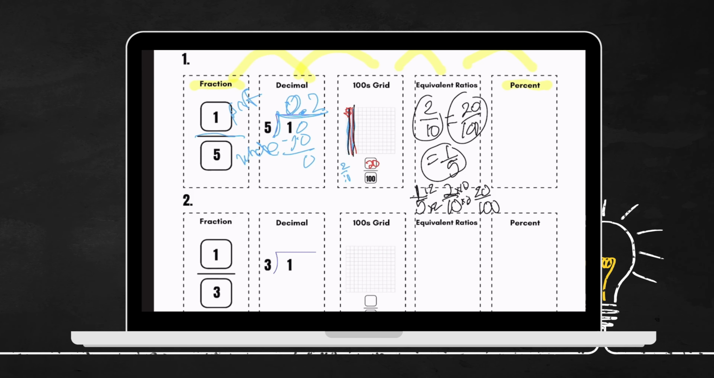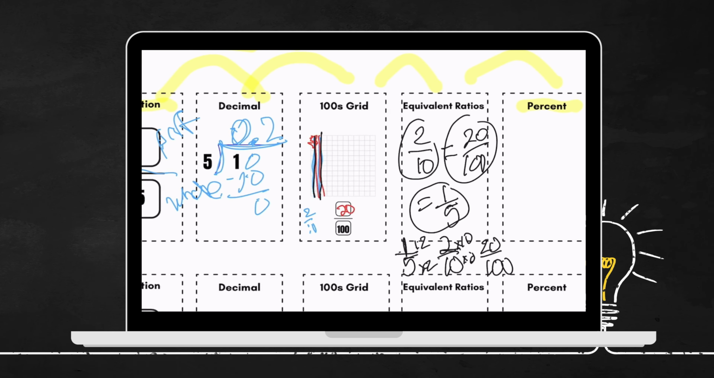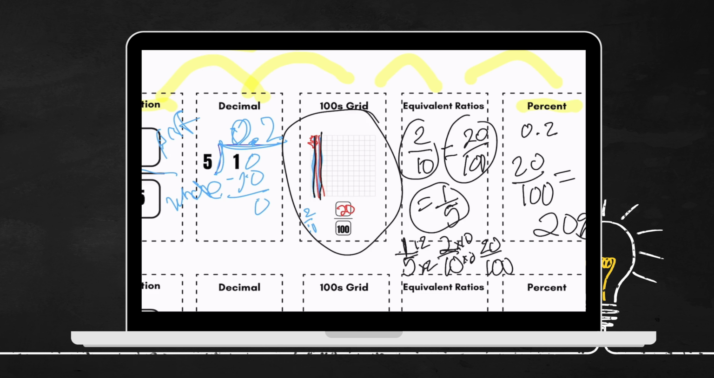Let's finally finish off by writing our percent. So we know as a decimal, 1/5 is 0.2, and we know in our hundreds grid, it's 20 out of 100, which is how we write percentages, out of 100. So that equals 20%. You could also look at your decimal and multiply it times 100. So 0.2 times 100 is the same as moving your decimal point two places. So again, we get 20%.